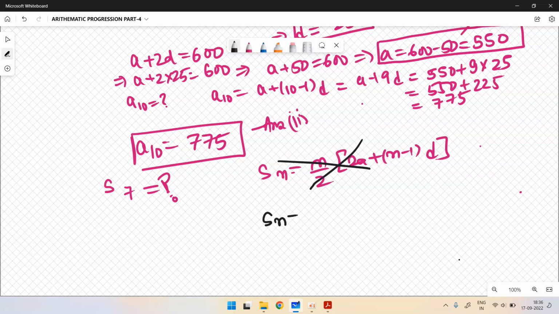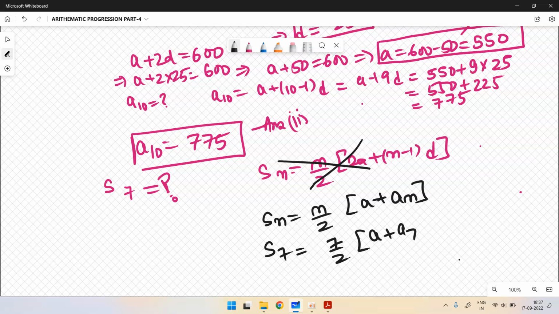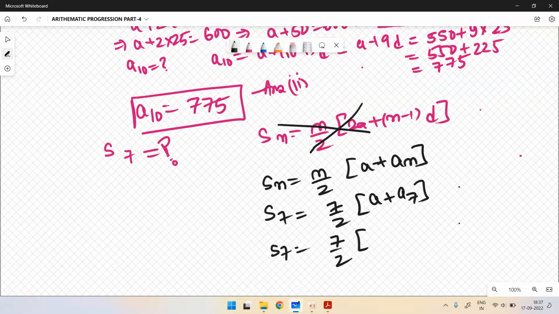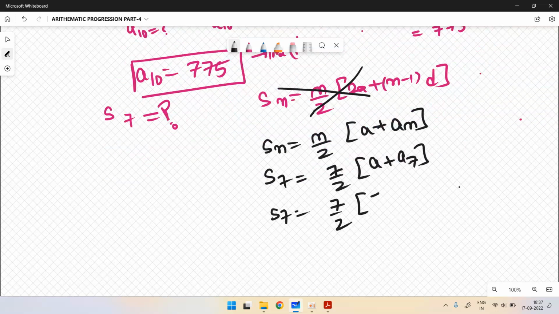You need to apply the formula S of n equals n by 2 into (a plus the nth term). Now for S of 7, this is 7 by 2 into (a plus a7), and a7 is already given to be 700. Given that the production in the 7th year is 700, you can directly substitute the value. So 7 by 2, a is 550 plus a7 is 700.